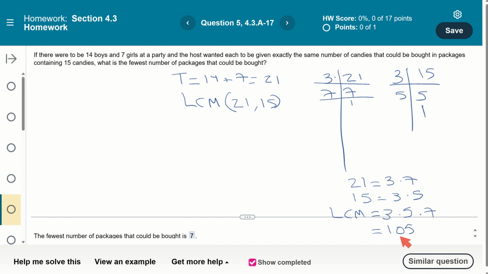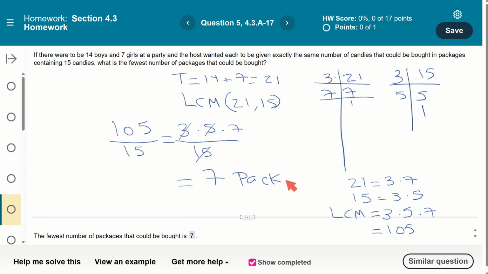So now you have to figure out the number of packages, right? So we take the total of 105 candies and divide it by 15. Now, here's a clever thing to do, so you don't have to use a calculator even. We know what 105 is in factored form. It's 3 times 5 times 7, right? So you can divide it by 15. Of course, 3 times 5 is 15, so these two cancel the 15, and we end up with 7 packages. All right, nice quick application.